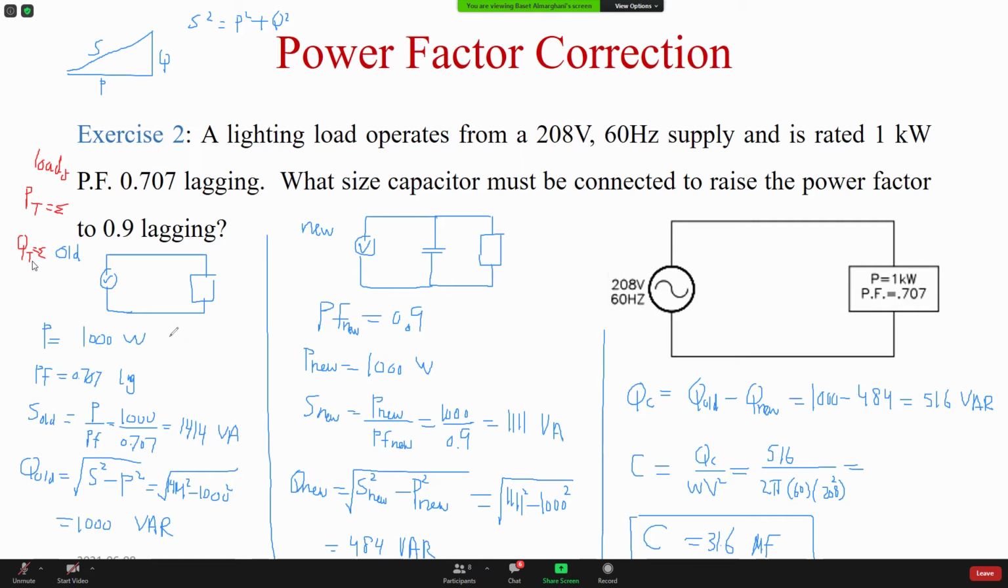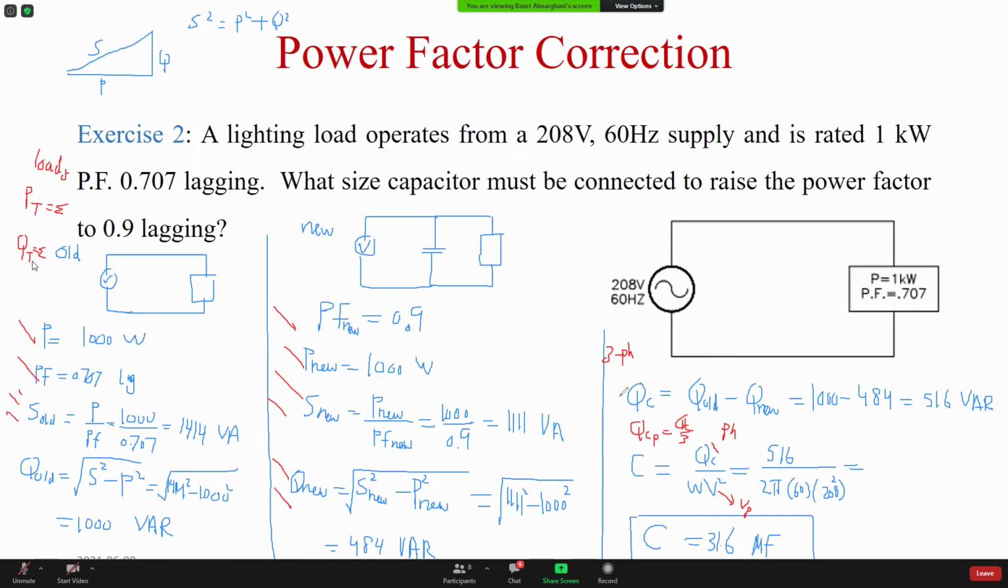If you have three phase, it's the same procedure until here. If you have three phase, QC, you're gonna find it per phase. So it's QC over 3. And voltage, you're gonna find it V phase, because the capacitor is in one phase. Every phase will have one capacitor. So it's like Ohm's law applied to this capacitor per phase. So you have to do QC per phase. So this is per phase, and this is per phase. This is the difference. But all this is the same for three-phase and single phase.